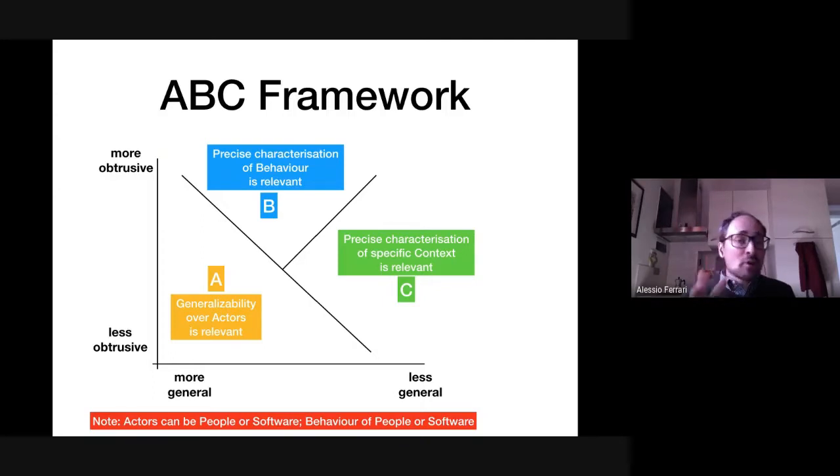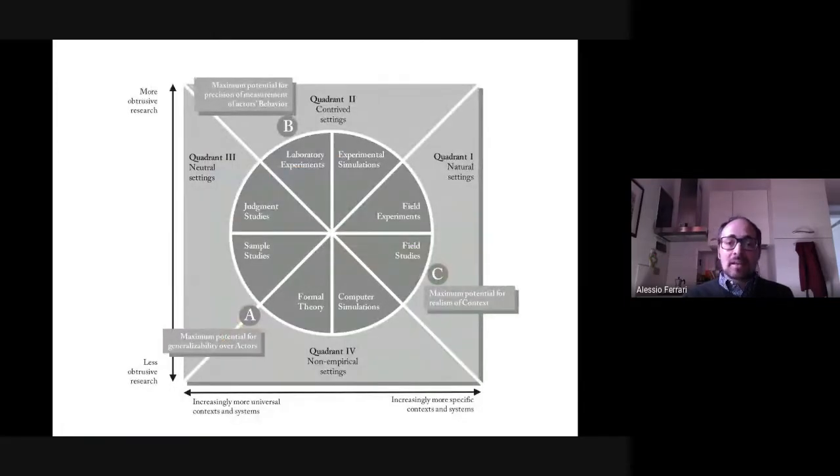Remember always that behavior can be related to both people and software, because actors can be people or software. So in the corner about generalizability over actors, I will find both methods that generalize over software systems and methods that generalize over developers. Okay, let's see the methods.